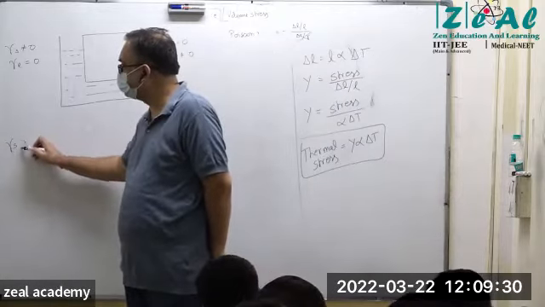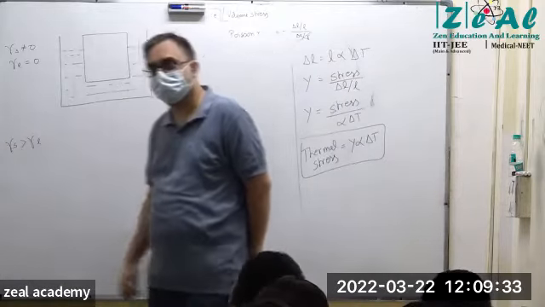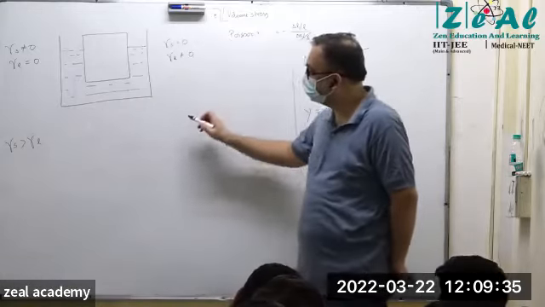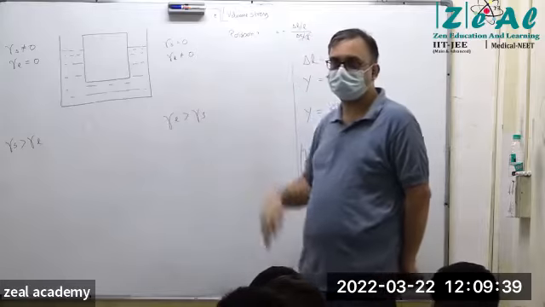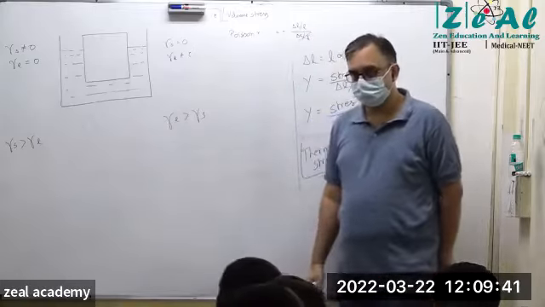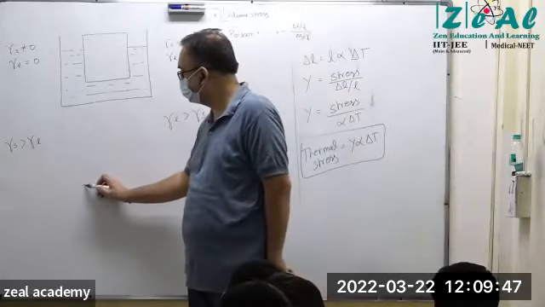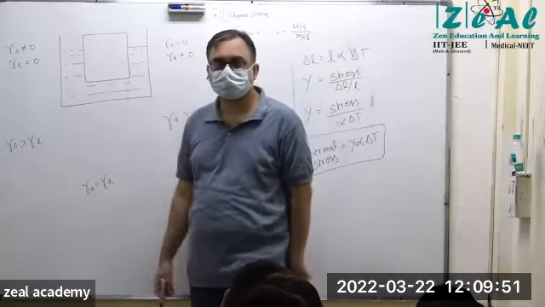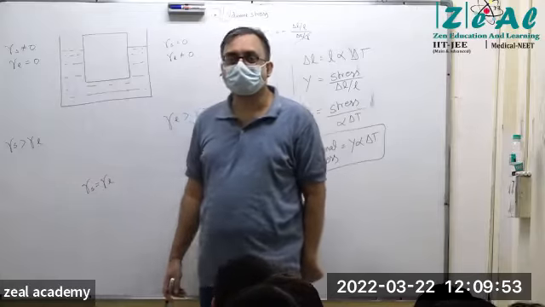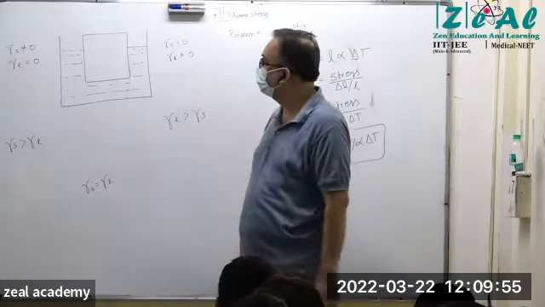Gamma of solid is greater than gamma of liquid, and the final case should be gamma of liquid is greater than... Sir, equal wala to nahi? Equal hai, equal this. Gamma of solid is equal... Theek hai, karta pehle ye wala.